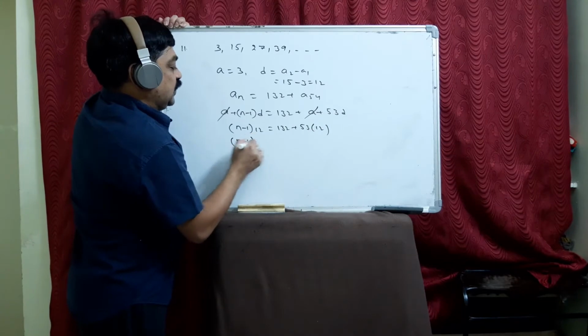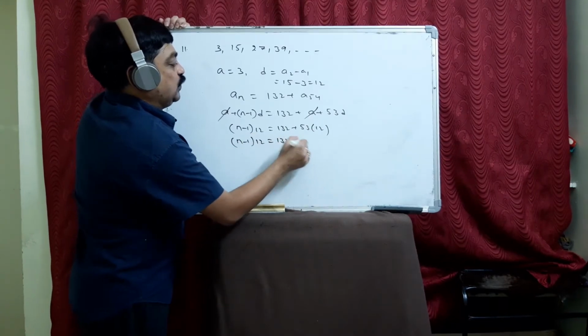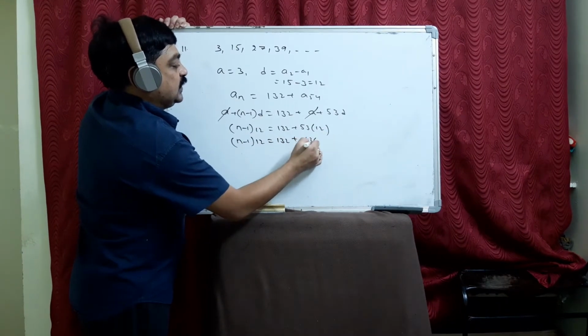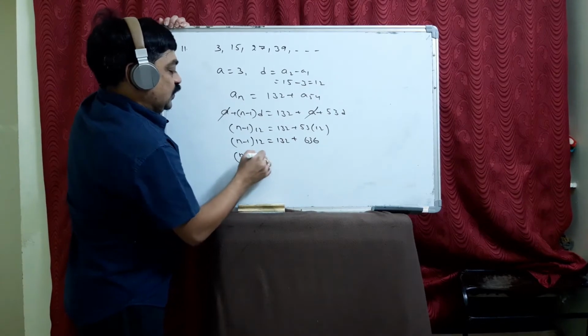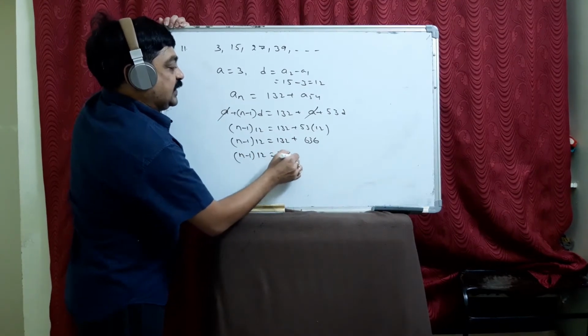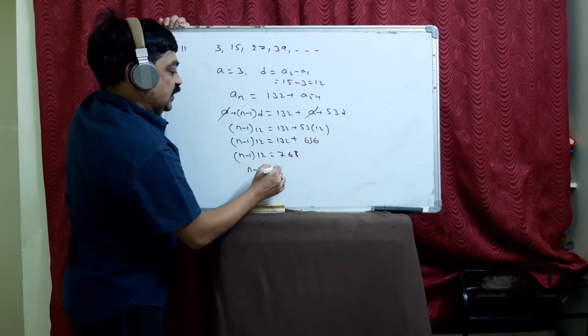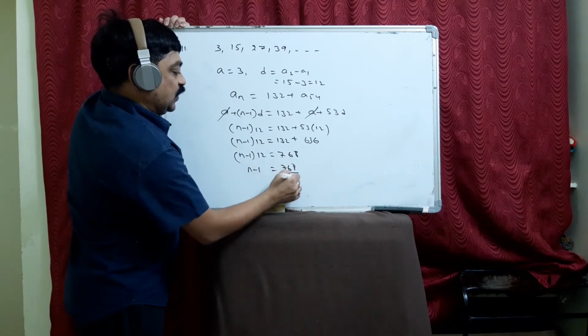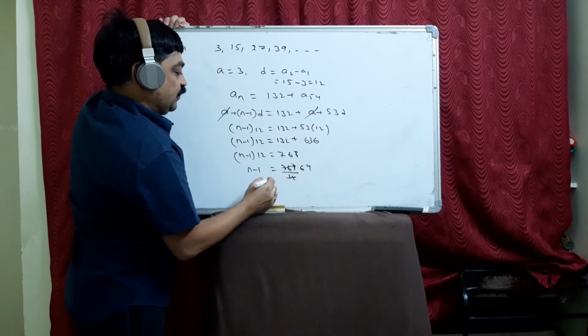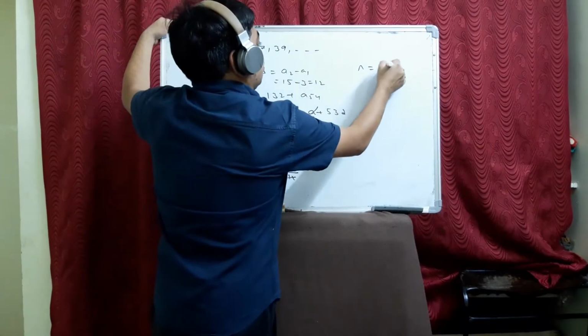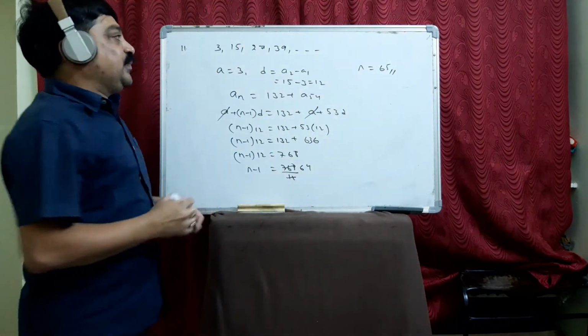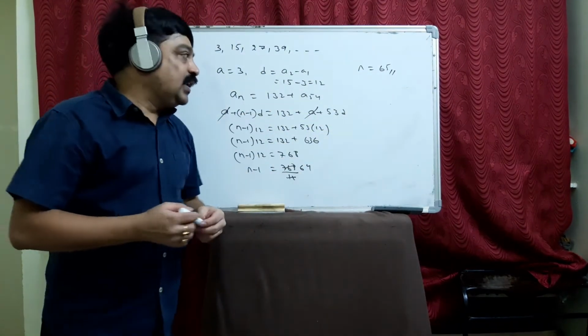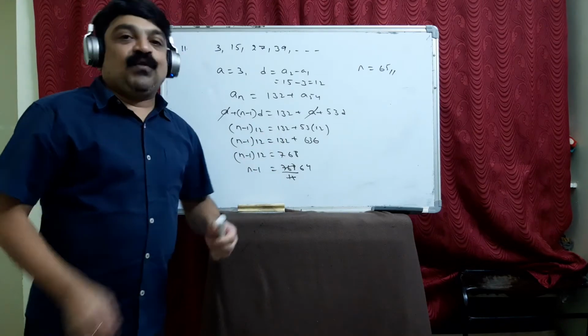So n minus 1 into 12 equals 132 plus 636. So n minus 1 into 12 is 768. So n minus 1 is 768 by 12, which is 64. So n equals 65. So the 65th term is the term which is 132 more than the 54th term.